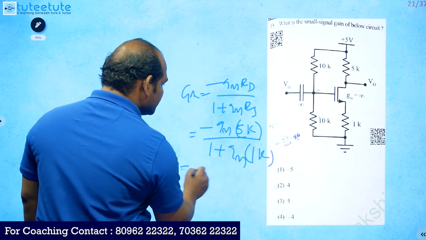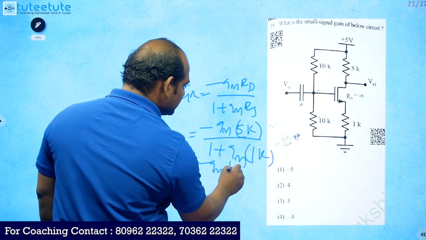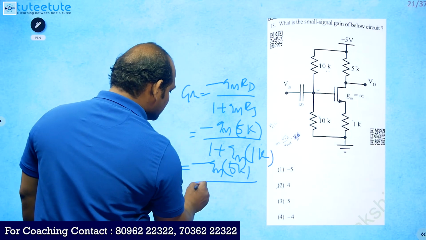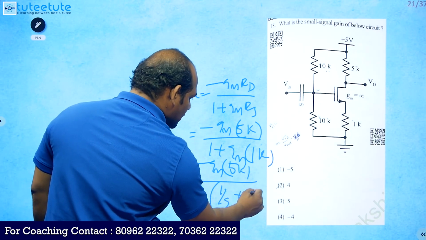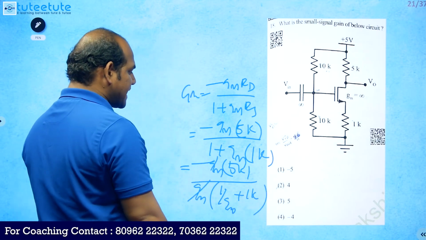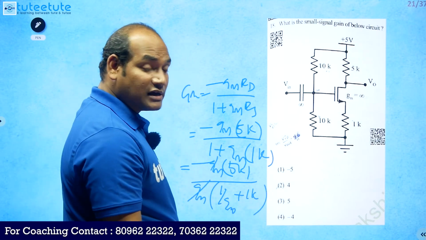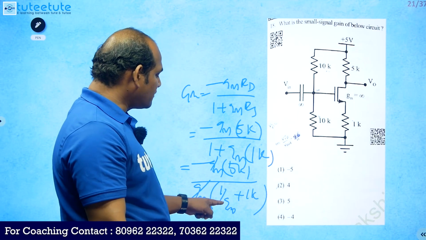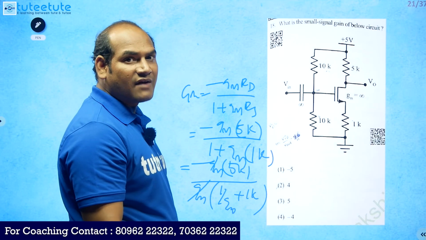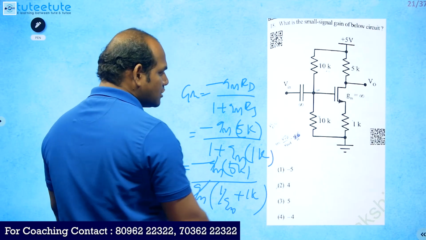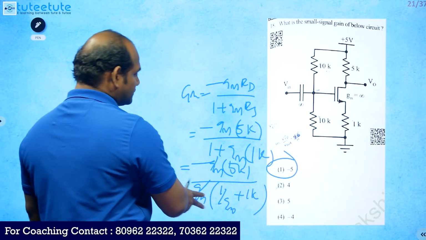Now take GM as common in the denominator. If you take GM outside, you will get 1 by GM plus 1K. So this GM will be cancelled, and GM is very large, that is infinity, so 1 by infinity is 0. So in the denominator you will get 1K only. In the numerator you will have minus 5K, K will be cancelled. So minus 5 is the correct option.